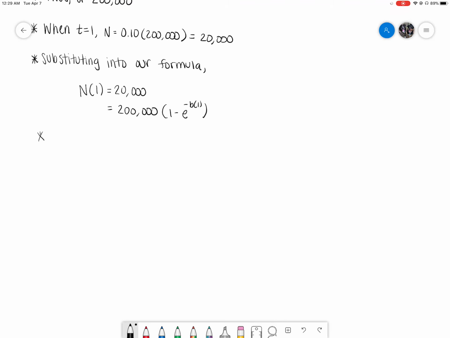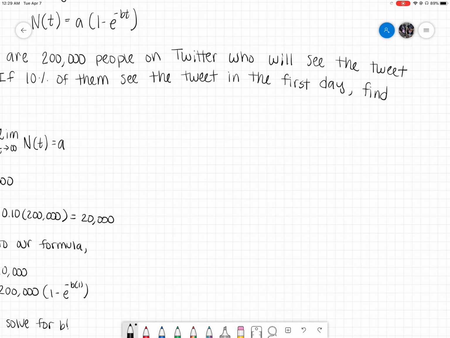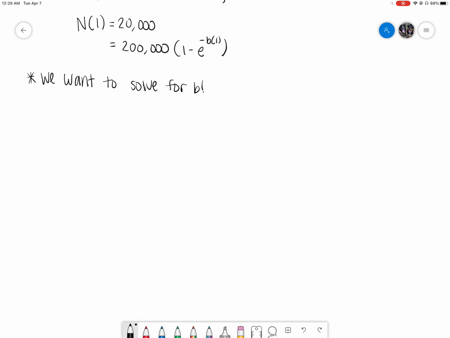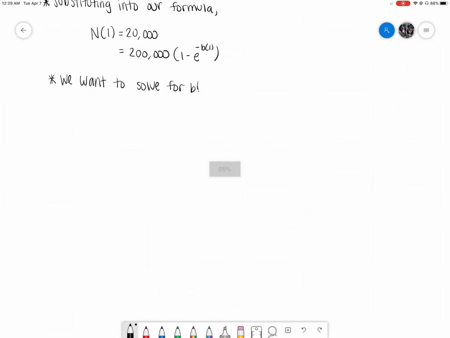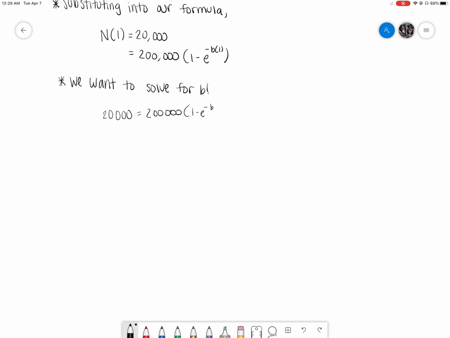So we want to solve for b. We've already found a. Solving for b, start off, divide each side by 20,000. Actually, I'll rewrite it so we see what exactly is going on. We've got 20,000 is equal to 200,000 times 1 minus e to the negative b. So that tells us 0.1 is equal to 1 minus e to the negative b. E to the negative b is equal to 0.9.